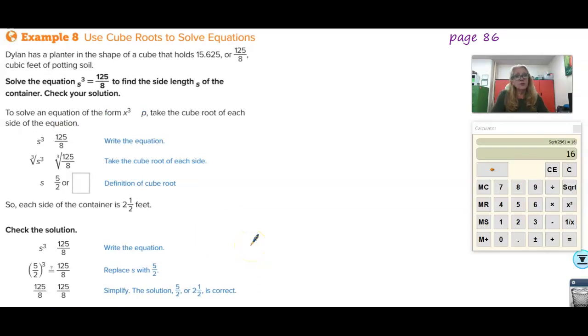You can use cube roots to solve equations just like you can square roots, okay? You just take the cube root of both sides. So here they're showing you they've got s to the third is equal to 125 over 8. Then you take the cube root of both sides, and then you get that s is equal to 5/2 or 2.5.